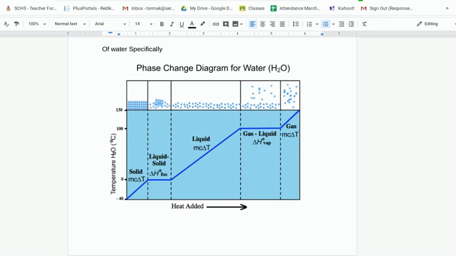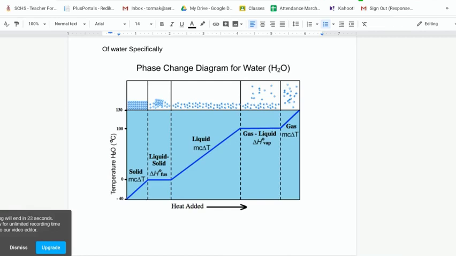We are now going to work on a worksheet on the stuff you just learned. If you go to Classroom, there should be a Google form that you will fill out that'll ask you to answer some questions on phase changes and phase change diagrams. So if you watch this, you should be good. If you have any questions, email me.